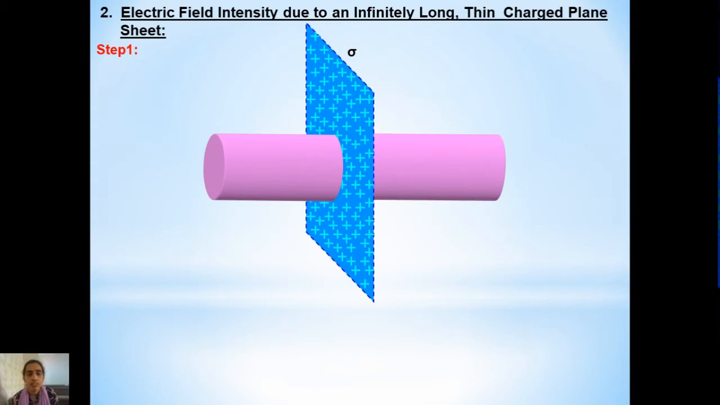Now the next thing is, what is the second step? In the second step, we should calculate the total electric flux. To calculate the total electric flux, we should know the electric field intensity which is passing through the surfaces, right?